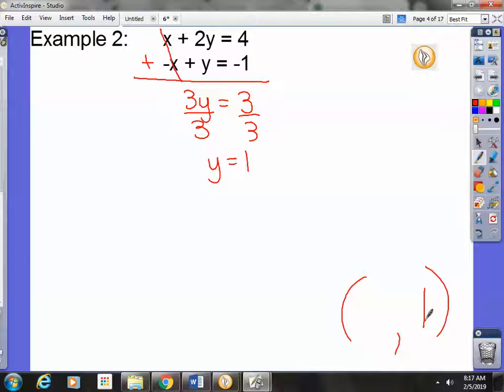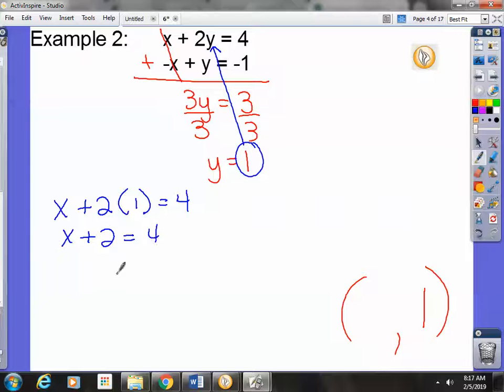To find the x coordinate, we're going to substitute back in. And remember, it doesn't matter which equation we use as long as that equation has an x and it has a y. I'm going to use the first equation. So x plus 2 times 1 equals 4. 2 times 1 is 2. So if we're solving for x, I'll subtract 2 from both sides. So x equals 2. The solution is 2, 1.